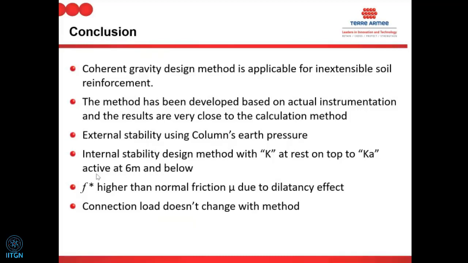But generally, to conclude, yes, the coherent gravity method is applicable for inextensible reinforcement, which is now only steel strips or steel elements. The method has been developed based on actual instrumentation, and the results are very close to the calculated method. So there is not much variation. External stability uses Coulomb's earth pressure theory, and internal stability uses K at rest at the top and 6 meters below. The pull-out friction coefficient is also higher than a normal tan phi, and the connection load doesn't change with the method. So these are my conclusions in short.